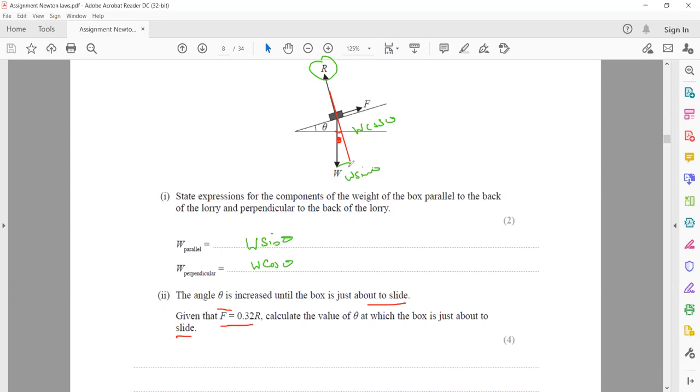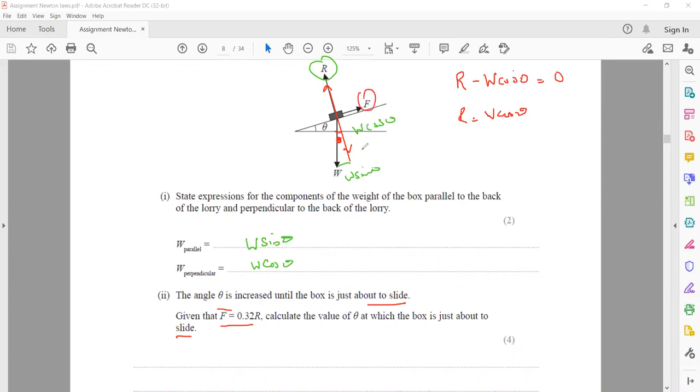So from this, R is acting upward, W sin theta is acting down. So we can say R minus W sin theta is equal to 0, because the upward force balances with the... R minus W cos theta, not sin theta, because it matches with cosine theta. So R minus W cos theta is 0, or we can say R is equal to W cos theta.